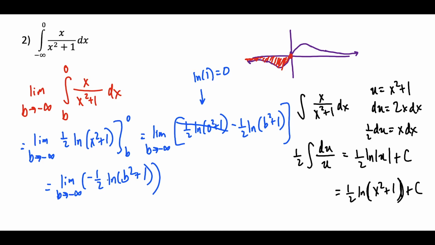So what happens to natural log of infinity? That goes off to infinity. If we look at a graph of natural log, this curve, it increases very slowly towards the end, but it is just going up forever. So here we have a negative number times positive infinity, which means this limit goes towards negative infinity. So this area diverges.